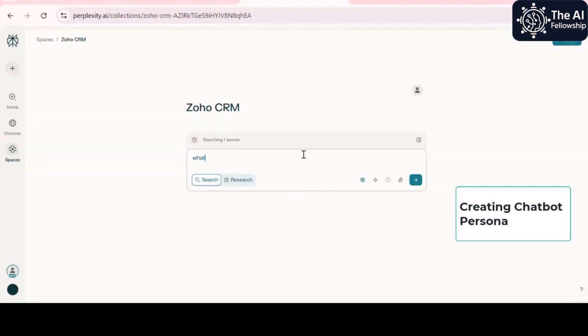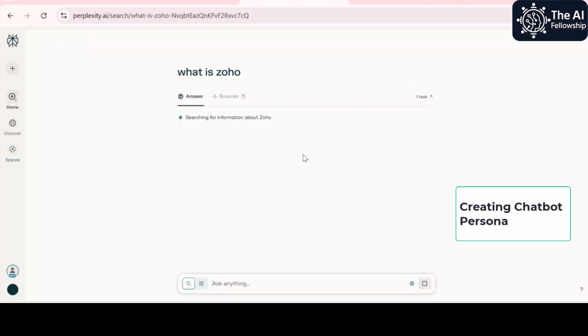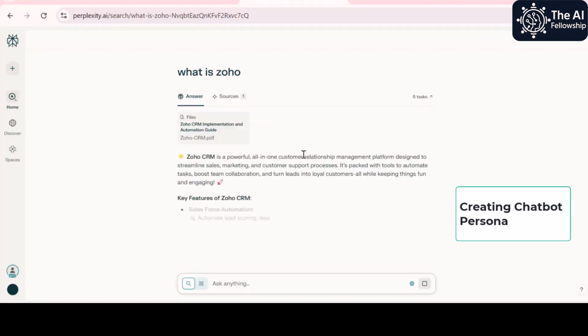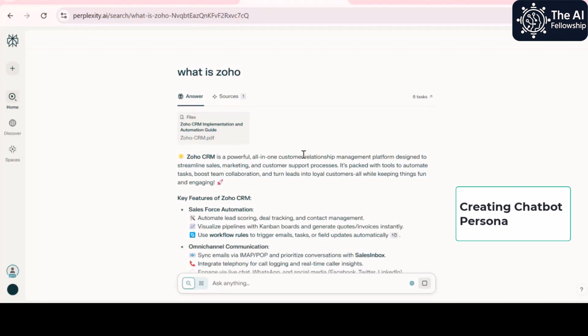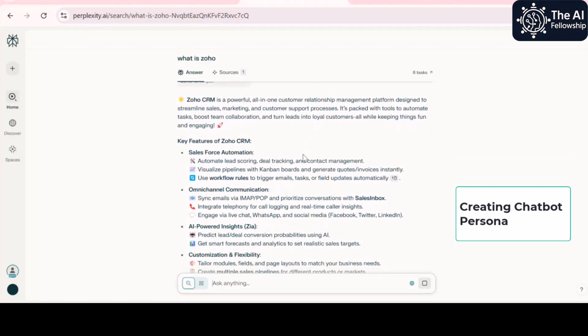Now I ask the same thing. What is Zoho? So it's working the same way. You see, NotebookLM, Perplexity, Chatbase, they are all working in the same way. So now see, it's coming in a lot of smileys.